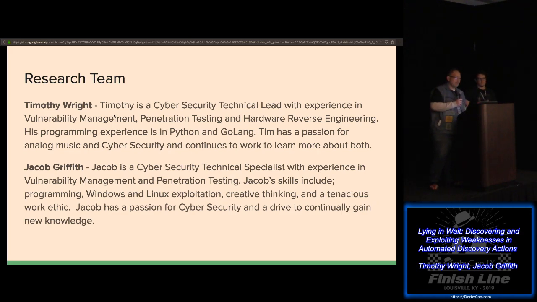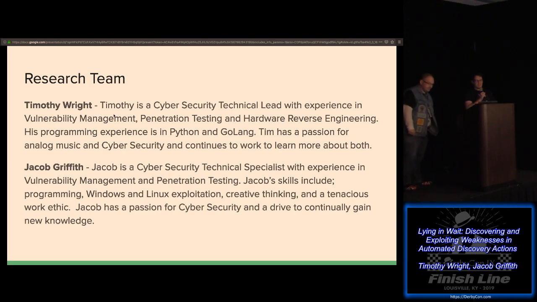So the research team, I'm Tim Wright. I'm a cybersecurity technical lead. My experience is in vulnerability management, pen testing, and red teaming, and hardware reverse engineering. The tools we're going to show you today were almost exclusively written in Golang. So I love analog music, records, and whatnot, and cybersecurity.